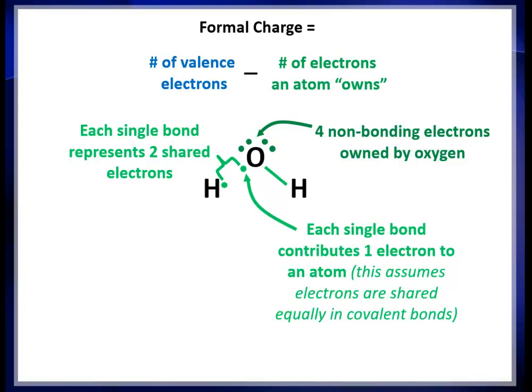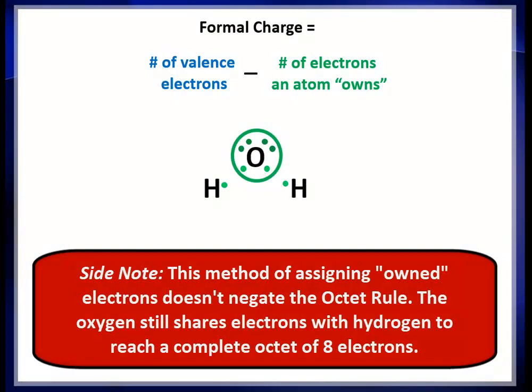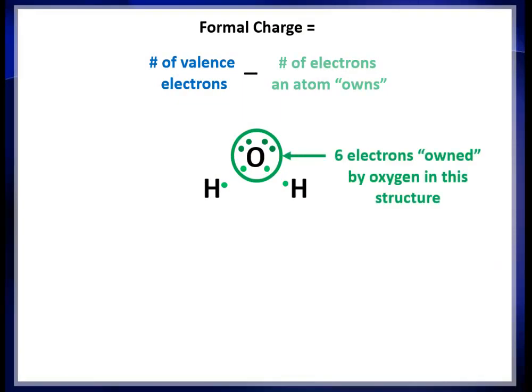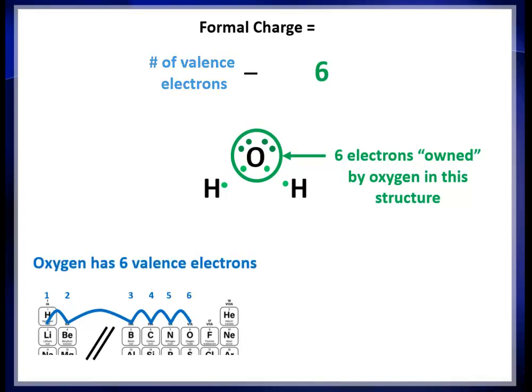With oxygen having two bonds to other atoms, that equals two bonding electrons owned by this oxygen atom. Accounting for both non-bonding and bonding electrons, this oxygen owns 6 electrons. What about valence electrons? Using the periodic table, remember that oxygen has 6 valence electrons in its neutral form. And when the electrons an atom owns in a structure matches its number of valence electrons, the formal charge is 0. The atom is considered neutral.